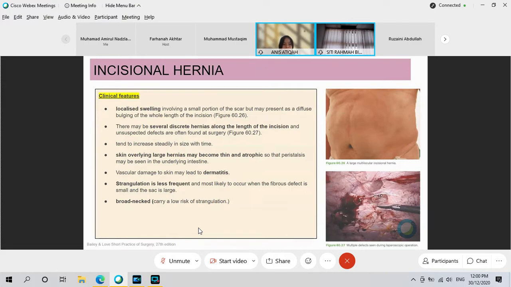It tends to increase steadily in size with time. Skin overlying a large hernia may become thin and atrophic, so that when it becomes too thin, peristalsis may be seen in the underlying intestine. Also, if there is vascular damage to the skin, it can lead to dermatitis of the abdominal skin. Strangulation is less frequent in this hernia and is most likely to occur if the neck is small and the sac is large. Because it has a broad neck, it carries a low risk of strangulation.